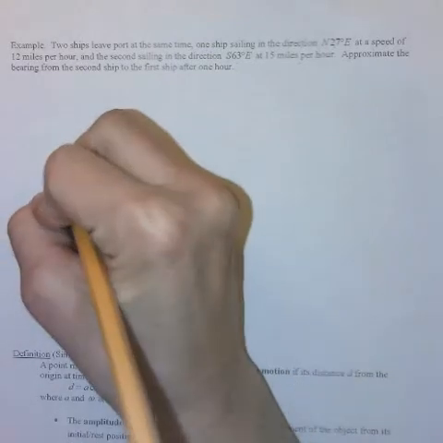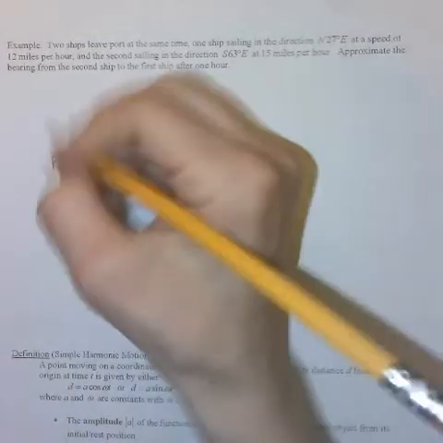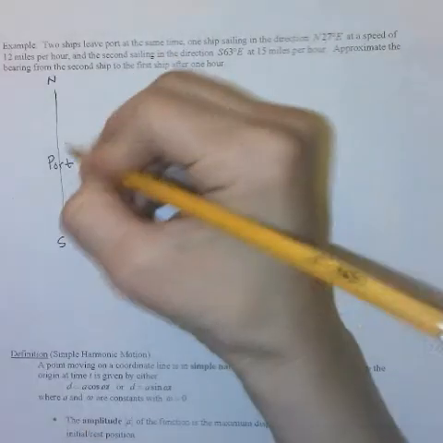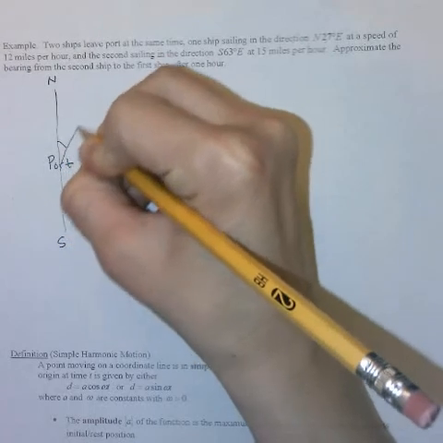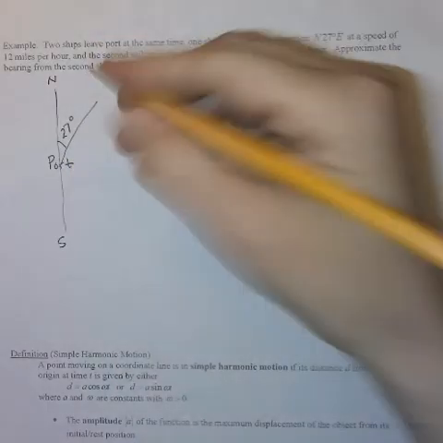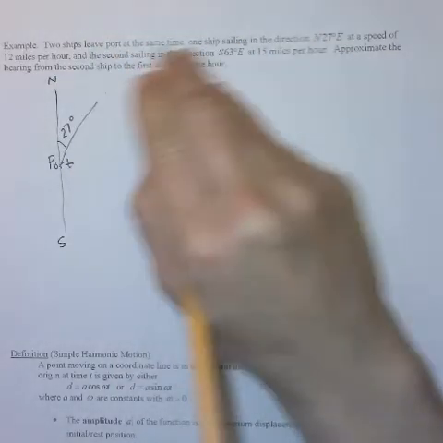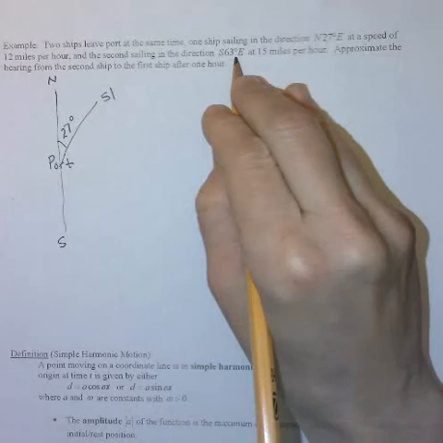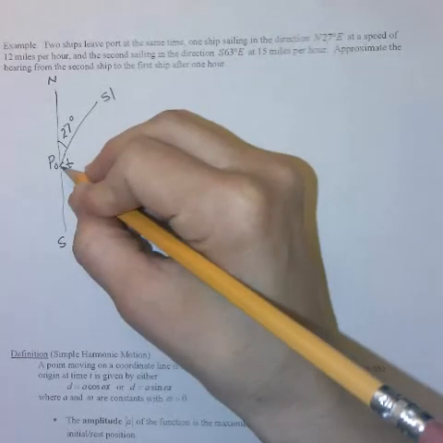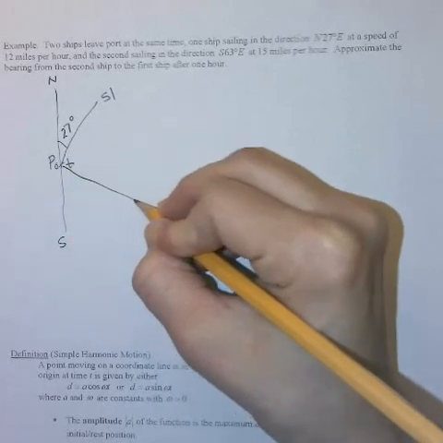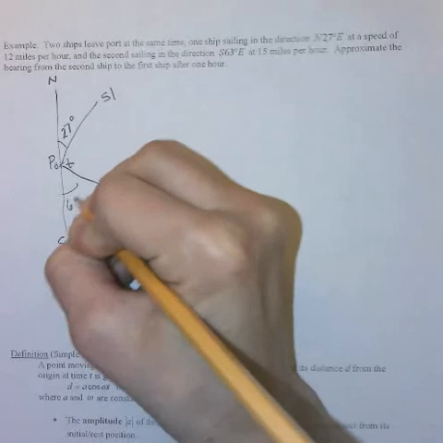That's most important. So here's our port, and then one ship leaves sailing north 27 degrees east. So let's draw our north-south line. So 27 degrees to the east, maybe about like that. And that's 12 miles per hour that ship is going. Let's just call this S1 for ship 1. The second ship is south 63 degrees east. And this one's going faster, so I'm going to draw the line a little bit longer. This is 63 degrees east.